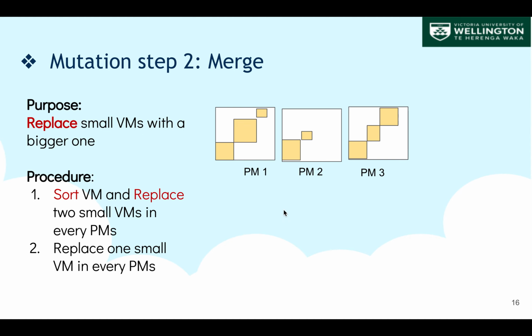And the second step is merge. The logic behind it is that we replace small virtual machines with a big one. So we sort the virtual machines inside PMs and then replace them with a bigger type of virtual machine. The reason to do that is we are trying to minimize the overhead of virtual machines.